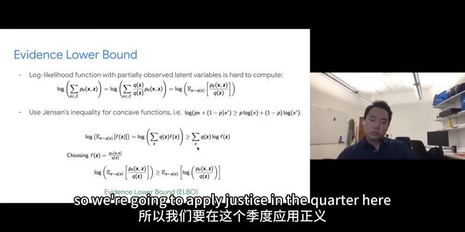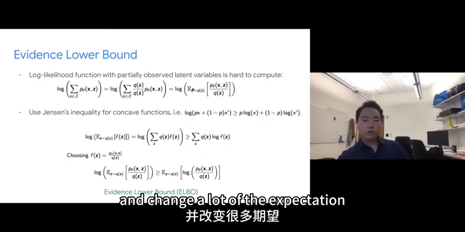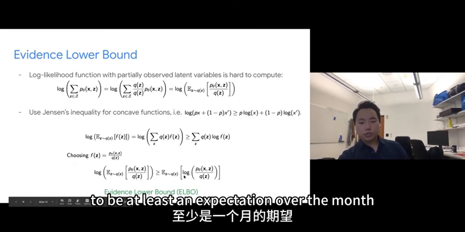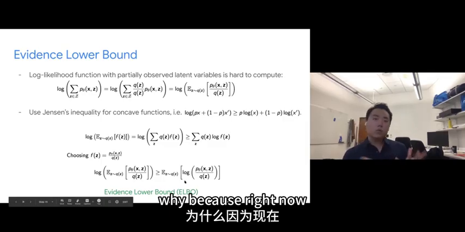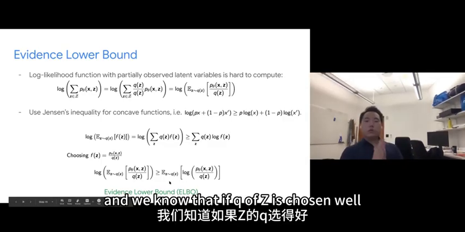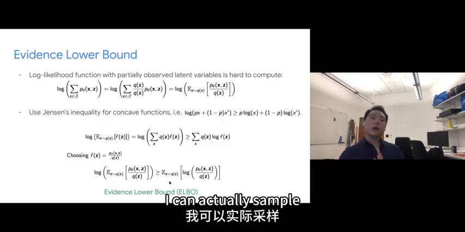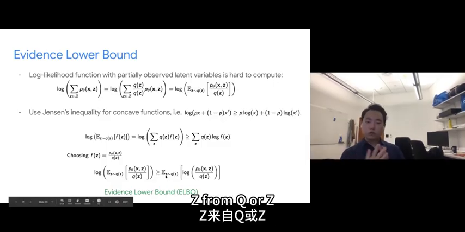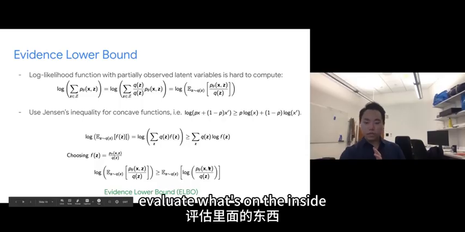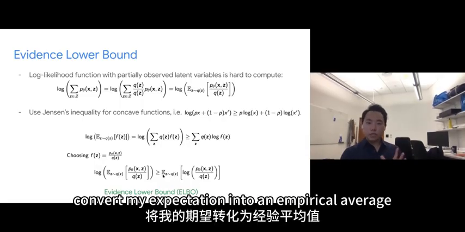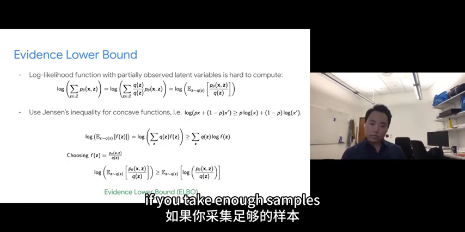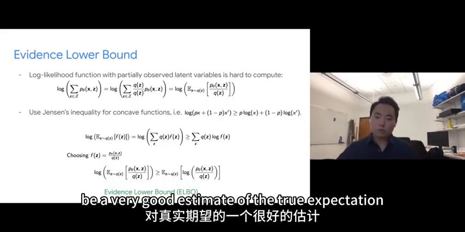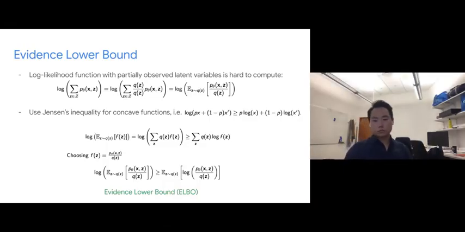So we're going to apply Jensen's inequality here and change our log of the expectation to be at least an expectation over the log. And this is already starting to look better. Why? Because right now we have an expectation on the outside, and if Q of Z is chosen well, and is simple to evaluate, I can sample Z from Q of Z, evaluate what's on the inside, and then convert my expectation into an empirical average. And we know that if you take enough samples, this empirical average will be a very good estimate of the true expectation.